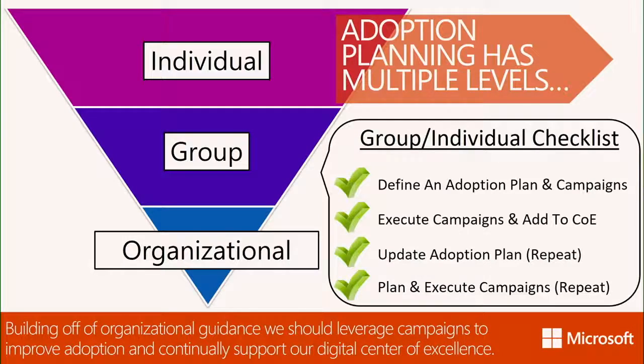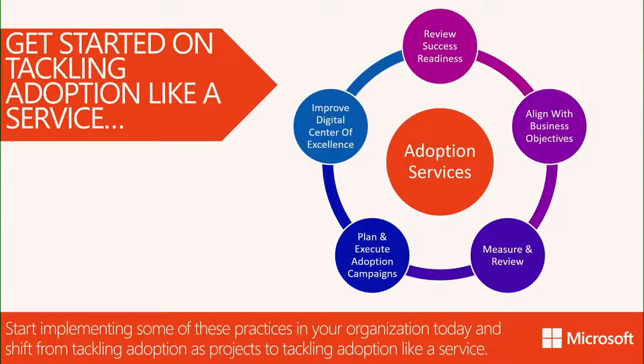So this checklist is actually pretty straightforward. Campaigns is the key concept, and we want to define those and execute them, and then repeat, essentially, which drives all the things that we want. So with that, I'm going to just summarize everything we've said. We review success readiness twice a year at least. We align with business objectives at least yearly. We measure and review quarterly. We plan and execute campaigns as frequently as possible. Typically, it's monthly at least. And then we improve the digital Center of Excellence as a result of these activities.